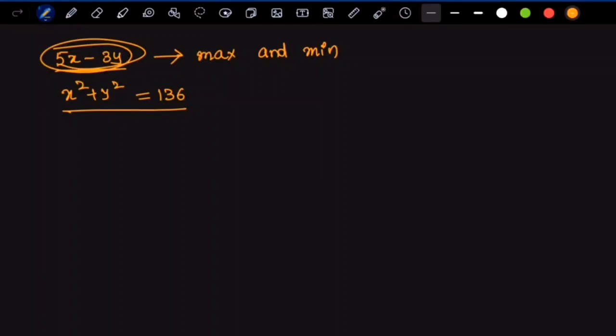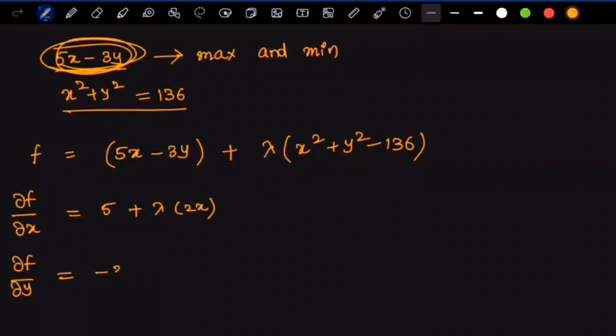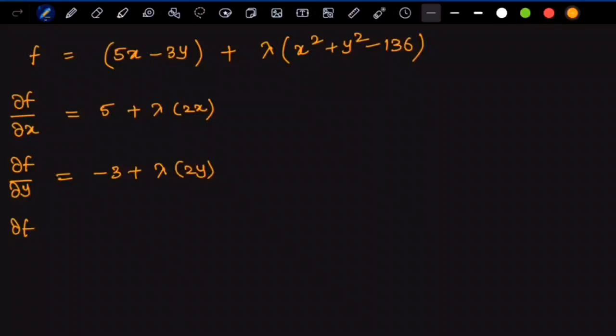Now let us construct a function. So your function will be the expression for which you have to find out the maximum and minimum value plus the parameter lambda that you are going to introduce multiplied by the constraint that is given. Now let us find out the partial derivatives. Dou f by dou x is simply 5 plus lambda multiplied by 2x. Dou f upon dou y will be simply minus 3 plus lambda multiplied by 2y. Dou f by dou lambda will be simply your constraint, x square plus y square minus 136.